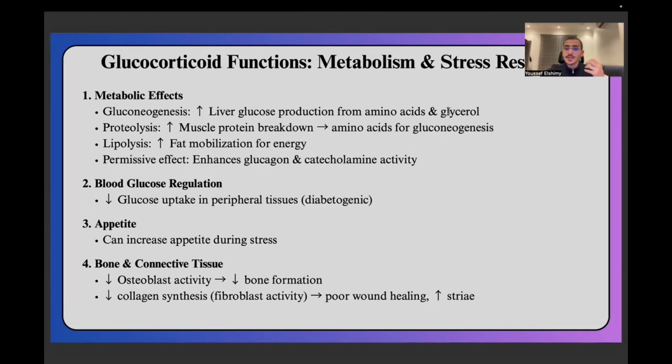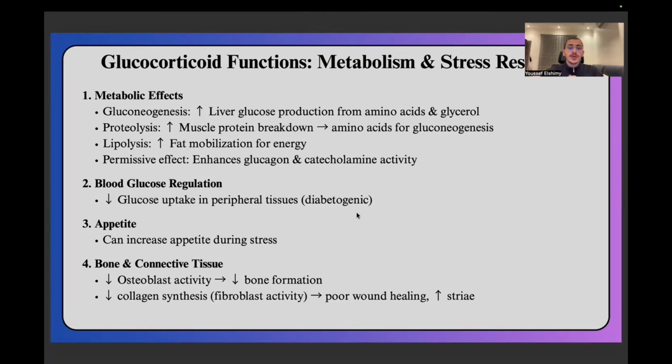And how do we get amino acids and glycerol? There would be increased proteolysis. So there would be increased muscle breakdown in order to produce amino acids to be used for gluconeogenesis, as well as lipolysis in order to increase fat mobilization for energy. Also, a permissive effect is that glucocorticoids enhance glucagon activity as well as catecholamine activity, because they fall under the same family of stress and fight-or-flight response. So they work together to increase blood sugar and respond to stress.